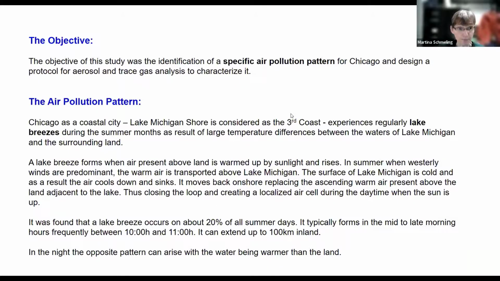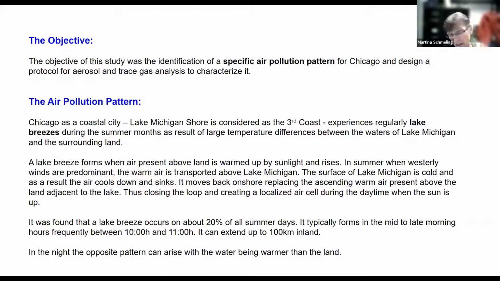So the objective, why did we do this? The objective of the study was the identification of a specific air pollution pattern for Chicago, and is there actually something specific about Chicago? And then, of course, to design a protocol for measuring aerosols and trace gases to characterize this very specific air pollution pattern. So the air pollution pattern wasn't actually that difficult to figure out, because one should not forget, as you saw on the previous slide, that Chicago is a coastal city. Lake Michigan shore is often considered the third coast after the Pacific and the Atlantic coast.